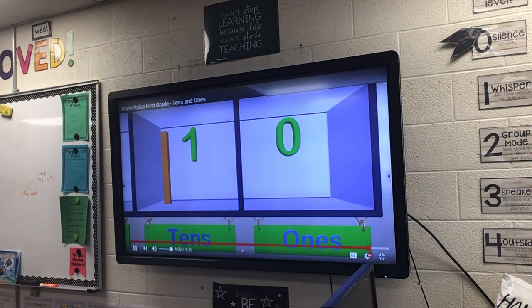We now know that when we have 10 ones blocks, it is grouped into a 10. The number 10 means 1 ten and 0 ones because there is nothing in the ones room.